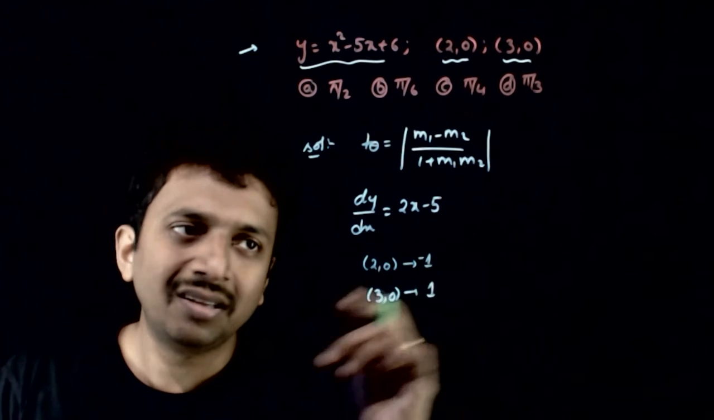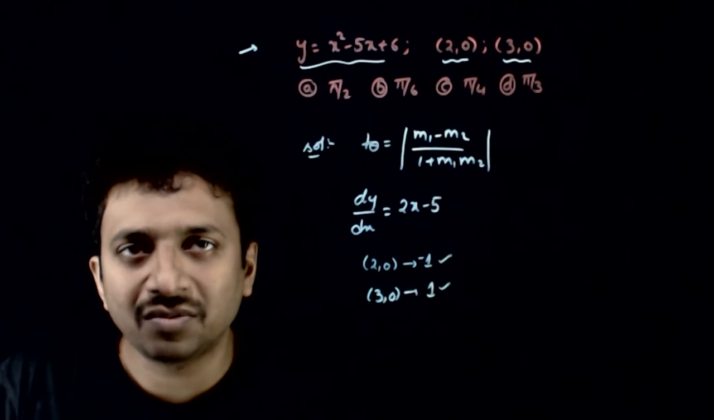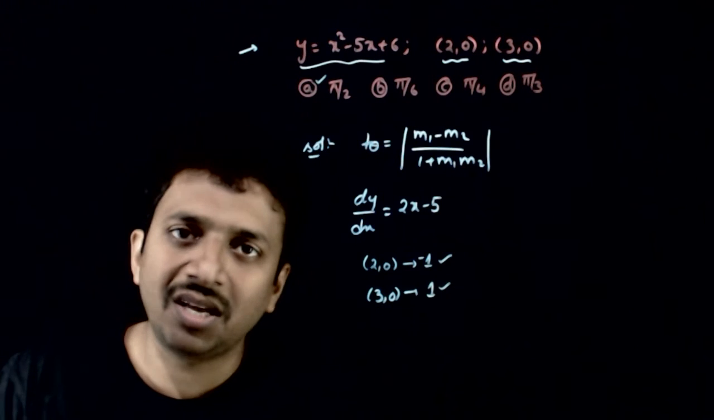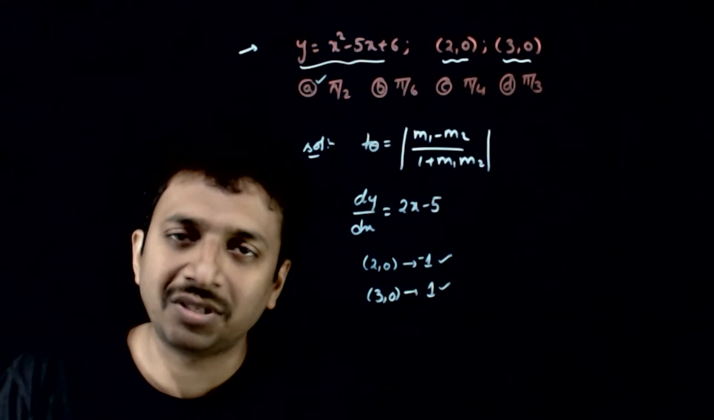So as you can clearly see, the product of the slopes is equal to minus 1, hence the angle between the curves is equal to pi by 2. Option A is the right answer.